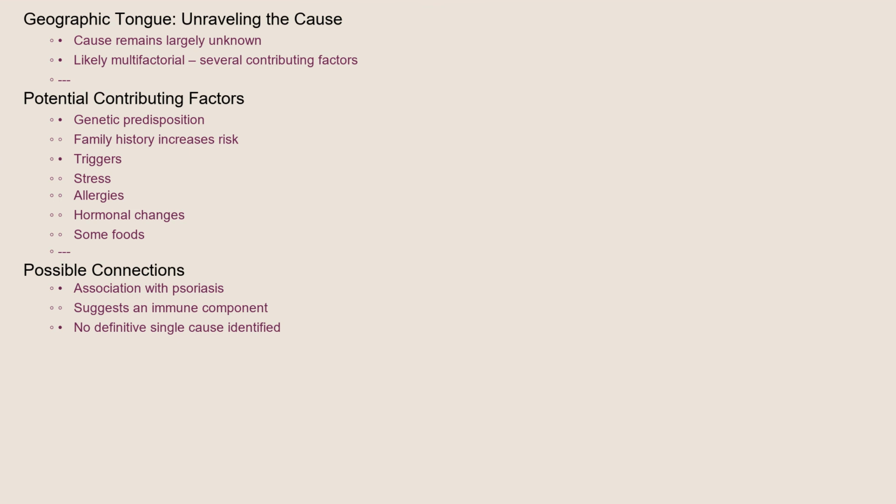Pinpointing the exact cause of geographic tongue remains a mystery. It's believed to be multifactorial, meaning several factors likely contribute. Genetic predisposition appears to play a role, suggesting a family history increases your chances. Certain triggers, such as stress, allergies, hormonal changes, and possibly some foods, are also thought to exacerbate the condition. It's often seen in individuals with psoriasis, further suggesting an immune component. Despite research efforts, no definitive single cause has been identified.